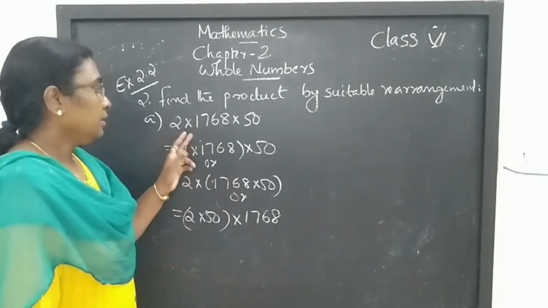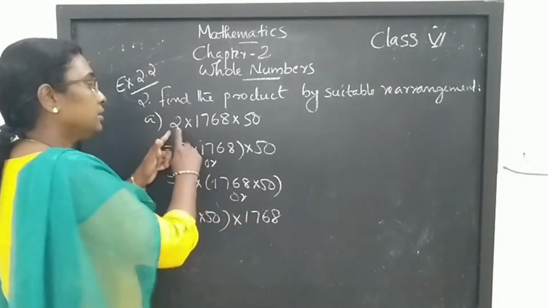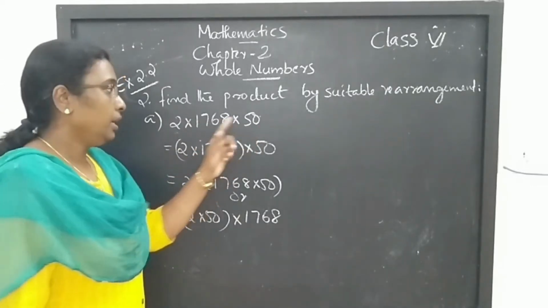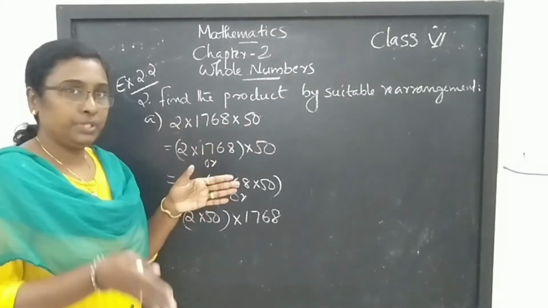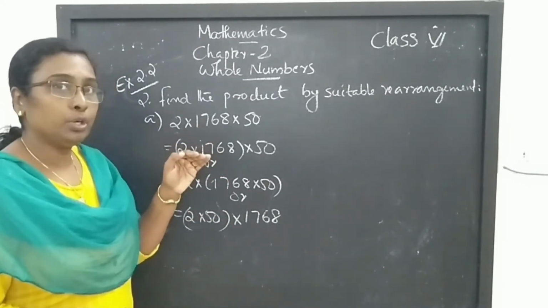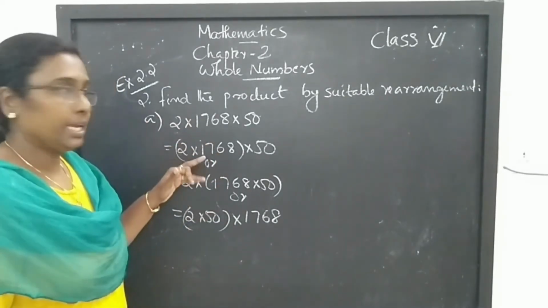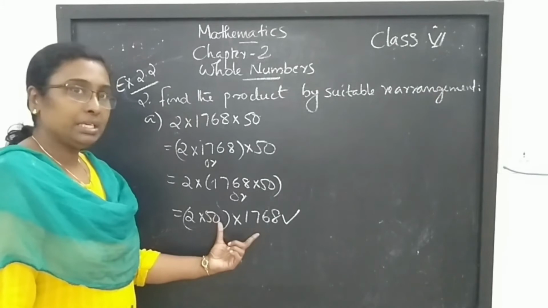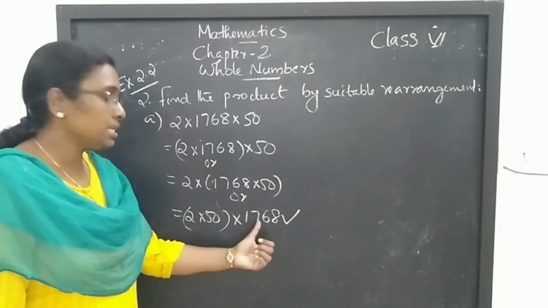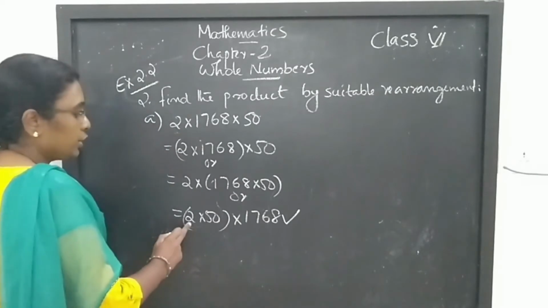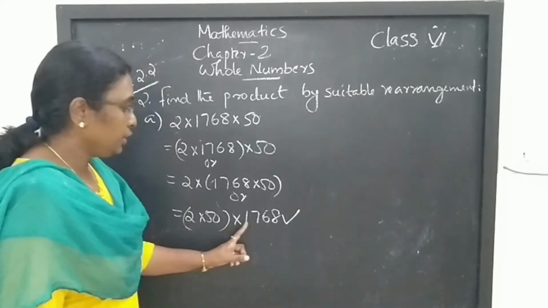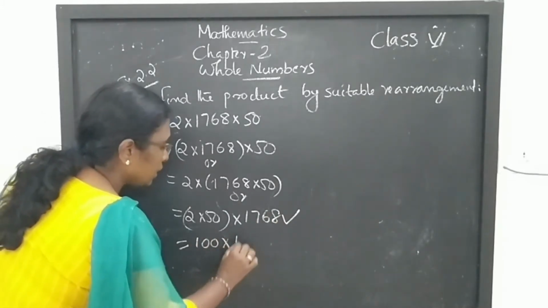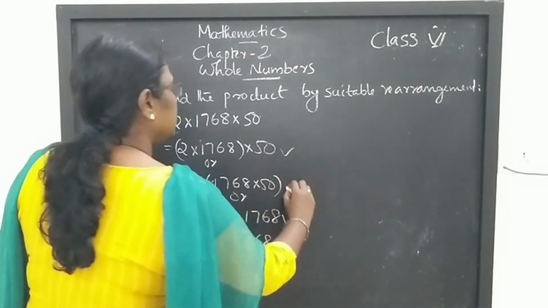Okay. Here, if we look at the question, the numbers are 2, 1768 and 50. If we group 2 and 50 together, we get a multiple of 10. Then it is easy for multiplication. So for convenience we take the arrangement like this, 2 into 50 into 1768. So that here 2 into 50 is 100. 100 into 1768. All others are correct.